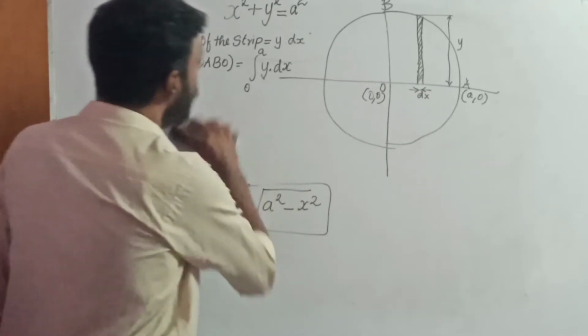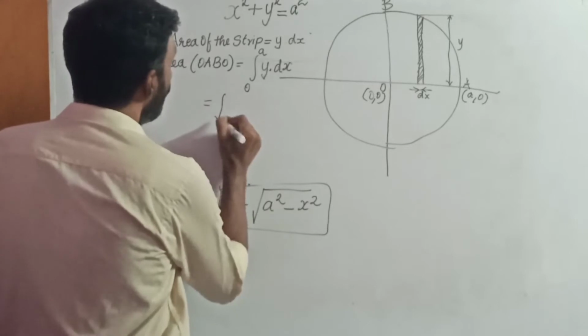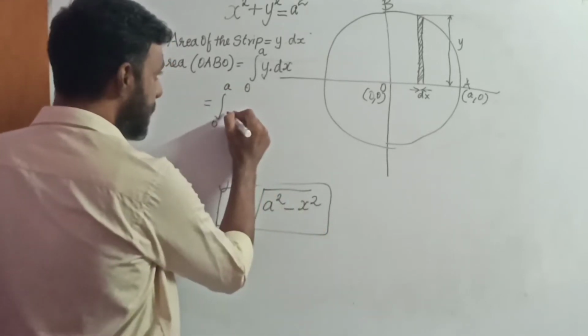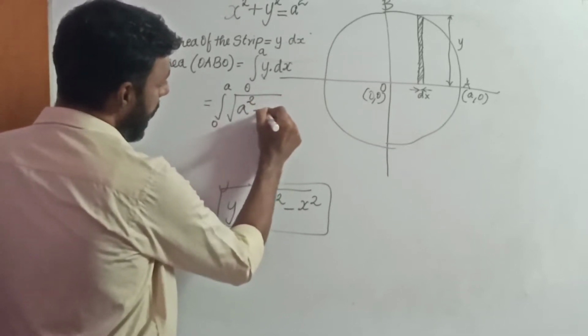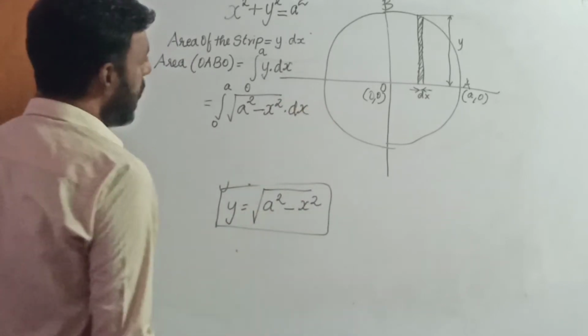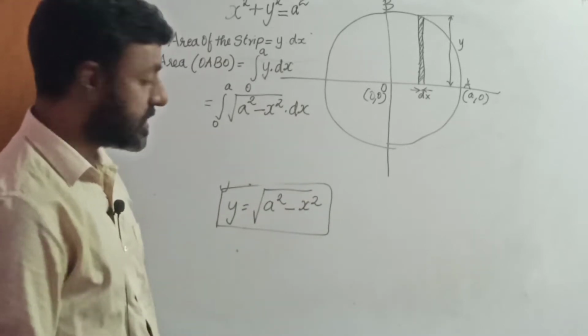So my y value will be the integral from 0 to a of y, which is root of a squared minus x squared, into dx. So I'll be getting the integral from 0 to a of root of a squared minus x squared into dx. Right?